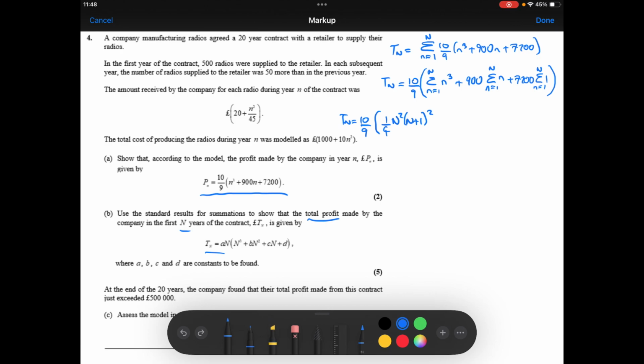Then we've got 900 lots of the sum of n, which is 1/2 capital N, (n plus 1). This is the standard result for this. And then we've got the 7,200 lots of the sum of 1, which is the n. This is the standard result for this.